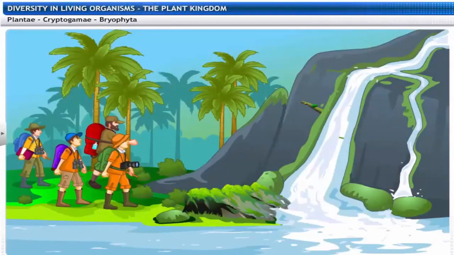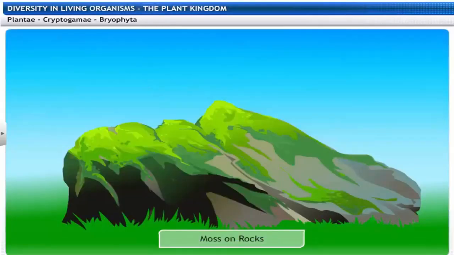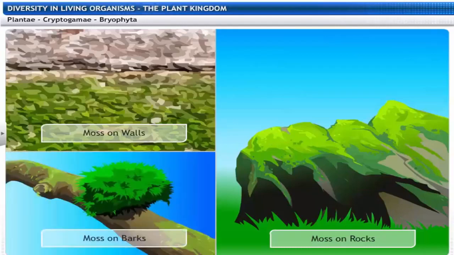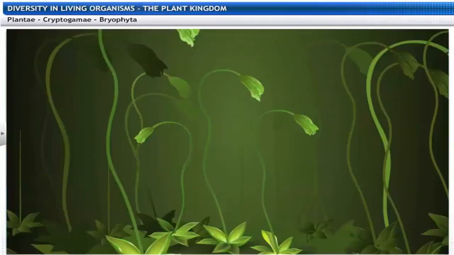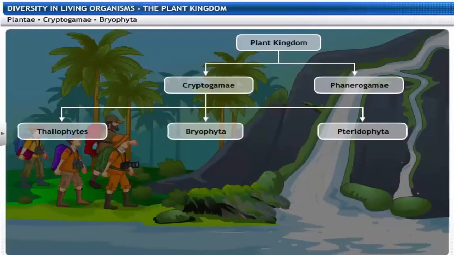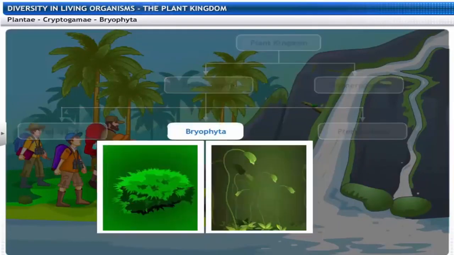Look at this thin carpet of vegetation on the rock. Do you know what it is called? It's moss. You may have noticed moss on walls, rocks, and barks of trees. Now, look at it closely. You will find that it resembles a plant. That is, it displays a stem and leafy structure. Moss, or Funaria, belongs to the group Bryophyta.